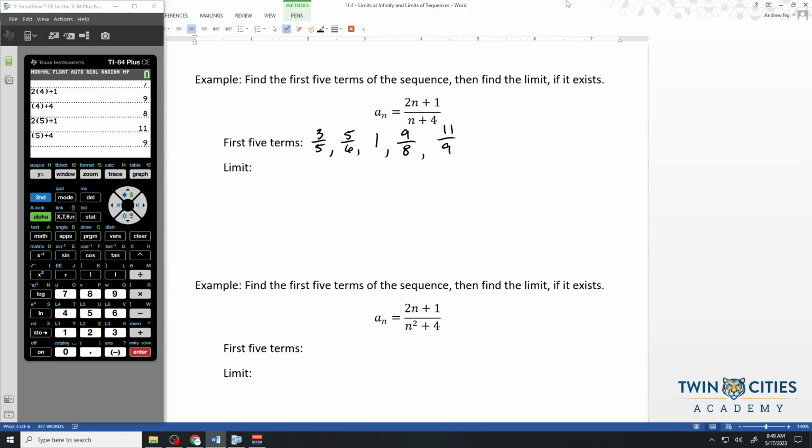And just like before, when you've got the highest power on top equal to the highest power on bottom, I look at the coefficients. The ratio would be 2 over 1, or just 2. So then I would say the limit as n approaches infinity of 2n plus 1 over n plus 4, the limit of this sequence as n approaches infinity would be 2 over 1, or just 2.